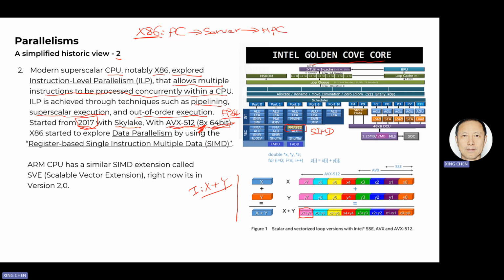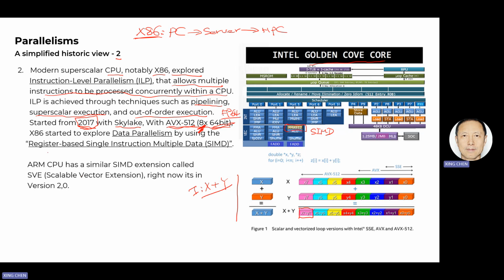But AVX 512, really starting from 2017, means x86 systems also started to explore data parallelism, because this is the way to go to deliver the performance demanded by the industry. There is no other way. You have to explore the data parallelism to deliver the ever-demanding performance.